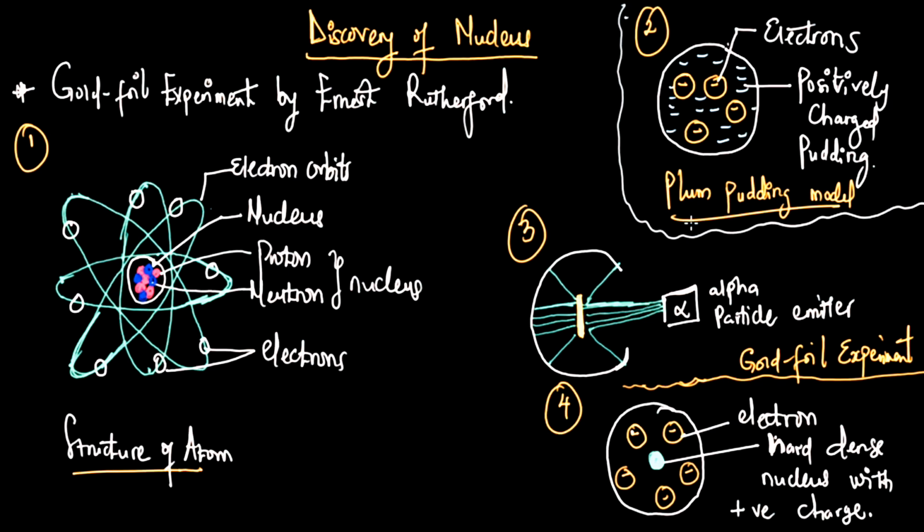Before the Gold Foil experiment, scientists, particularly J.J. Thomson, thought of the atom as a uniform, positively charged sphere with electrons scattered within it. So this is the Plum Pudding Model. We have the positively charged pudding, so all of this was considered to be positively charged, and these were considered to be the electrons. This Plum Pudding Model is like a sliced orange, you know, when you slice an orange into equal halves.